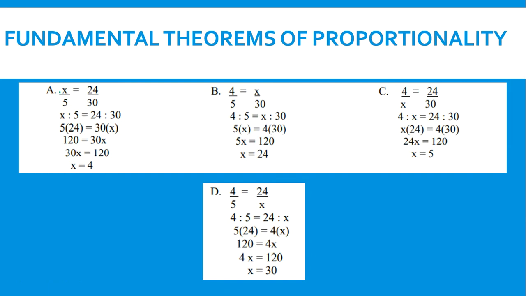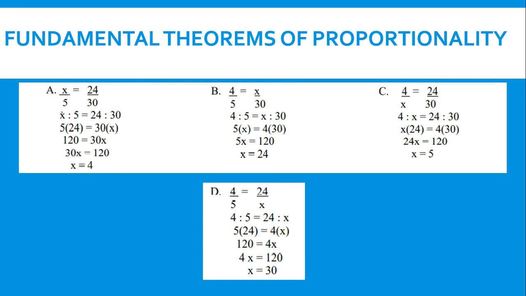Okay, so let's start with letter A. x over 5 equals 24 over 30. If you're going to read that in a proper way, since we're talking about proportion, that is x is to 5 as 24 is to 30. So the unknown value is x. We're going to find the value of x using the cross multiplication or the cross product method.